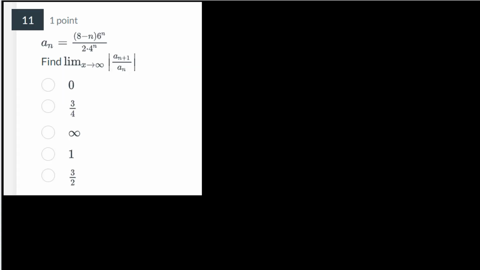Number 11, asking you to find the limit using the ratio test. So we're going to find the limit here of a sub n plus 1 over a sub n. And let's write this out. So we're going to take the limit as n goes to infinity of the absolute value. We don't really need the absolute value.